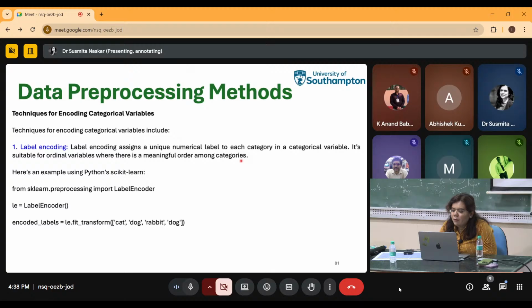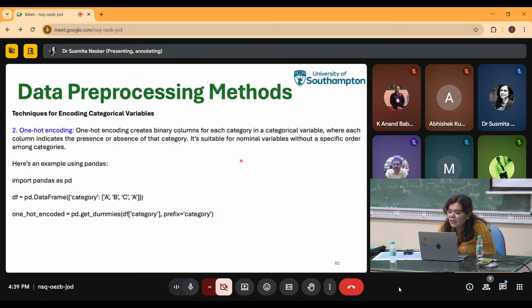While label encoding assigns a single number to each of the categories, one-hot encoding takes a different approach. One-hot encoding creates separate binary columns for each category in a categorical variable. Each of these new columns indicates whether a particular category is present, as 1, or absent, as 0, in a row. So that's how it generally works.